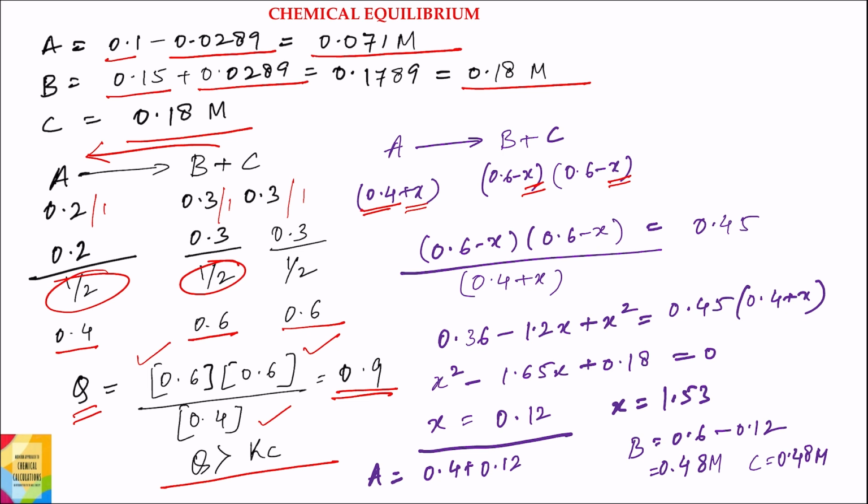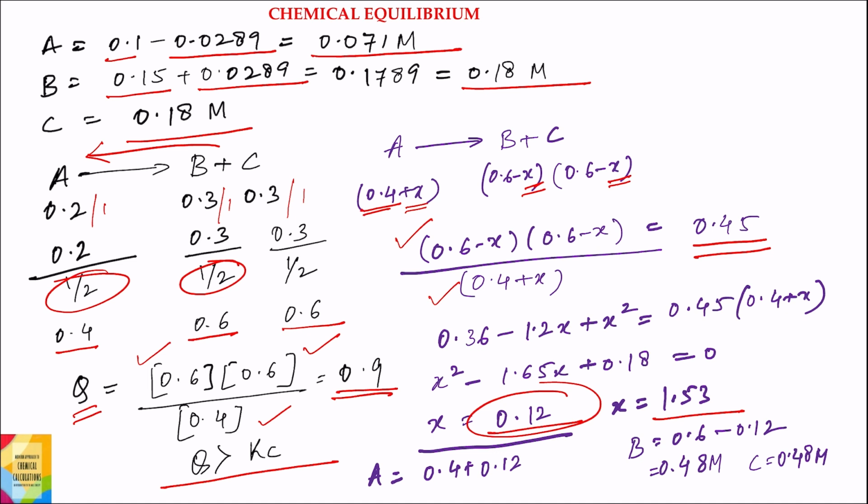Again, value of Kc will be equal to product of the concentration of products divided by concentration of reactant, and this is equal to 0.45. Solving this equation, value of X is 0.12 or it can be 1.53, but the correct value is 0.12 because value of X cannot be more than 0.6 because that is the concentration of B and C present. So amount of B and C which reacted to form A cannot exceed 0.6. So correct value of X will be 0.12.